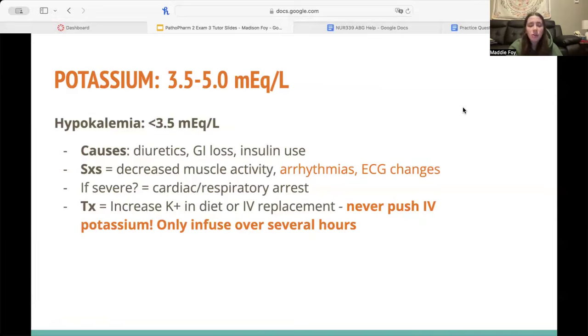If it's mild, you can work to increase potassium in the diet or an IV replacement if it gets more severe. Super, super important. You never, ever, ever push IV potassium. It could kill your patient, very realistically. They use IV potassium in lethal injections because it will just stop your heart if you push it too fast. So you never, ever, ever push, only infuse it over a lengthy period of time.